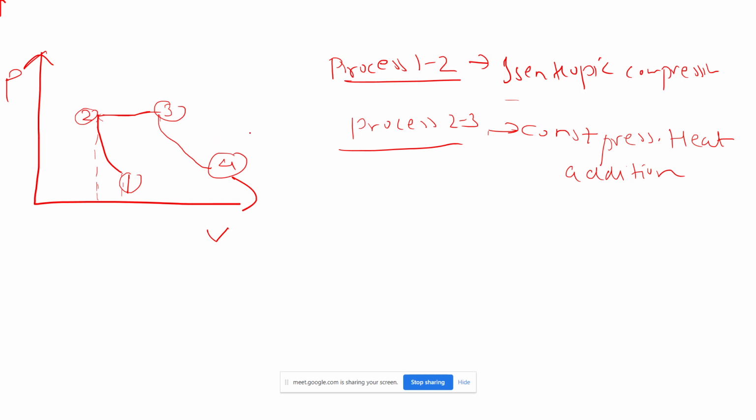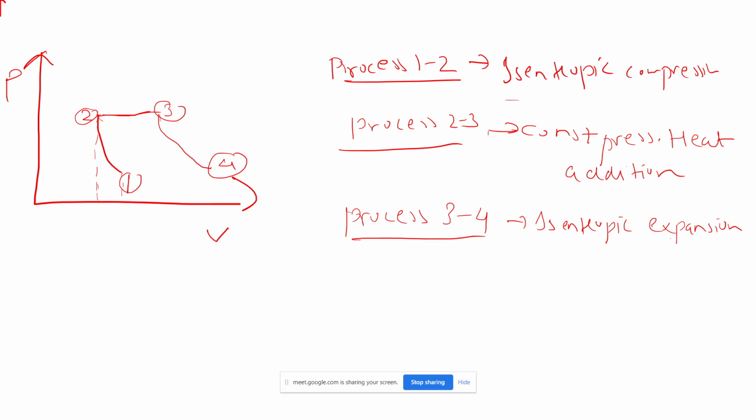What do we call this process? Isentropic expansion in the turbine. You are right. Process 3 to 4 we call isentropic expansion process. So this is for the open cycle gas turbine.